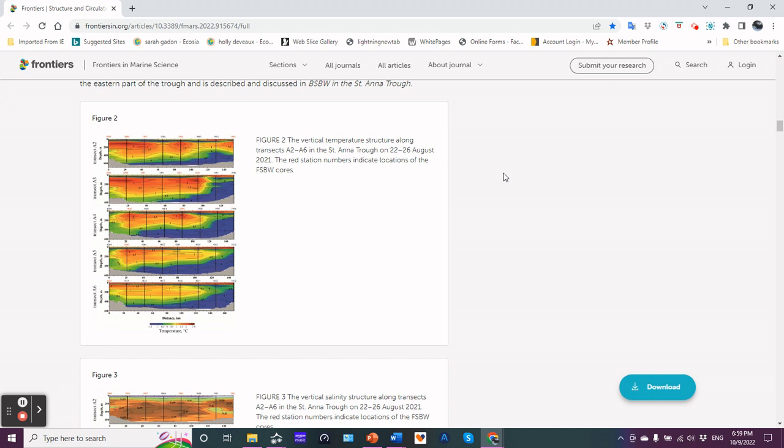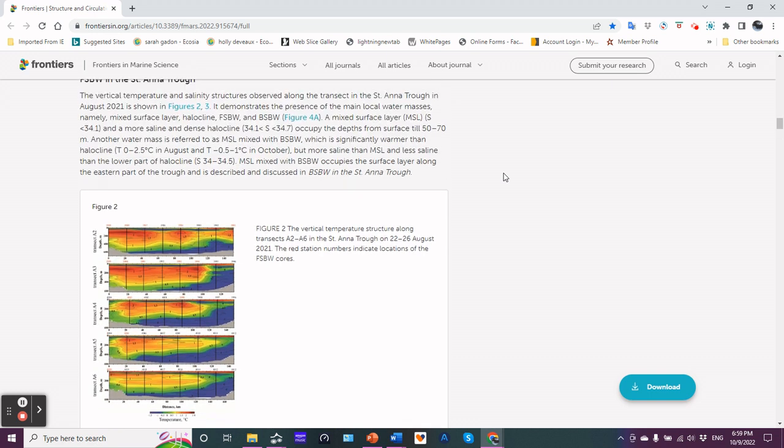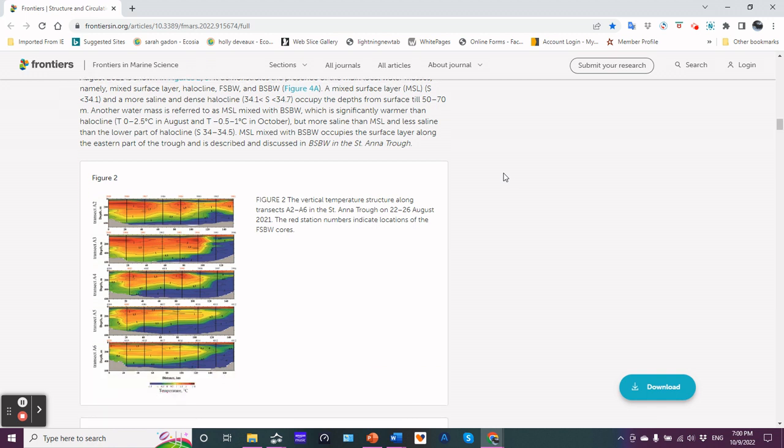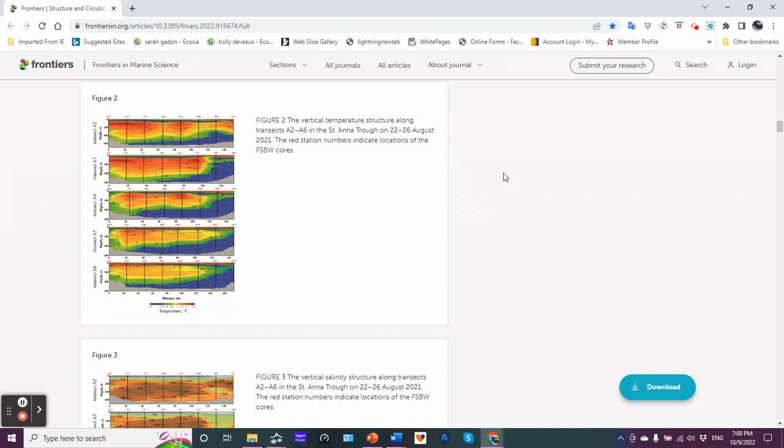So let's just take a look. As I said, if anyone wants to read the nitty-gritty details, just pull up the URL. Let's take a look at figure 2. Vertical temperature structure along the transect A2 to A6. And the red station numbers indicate locations of the Fram Strait branch water cores.